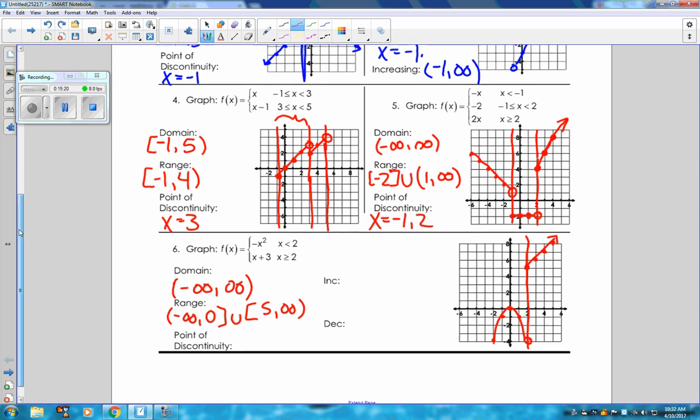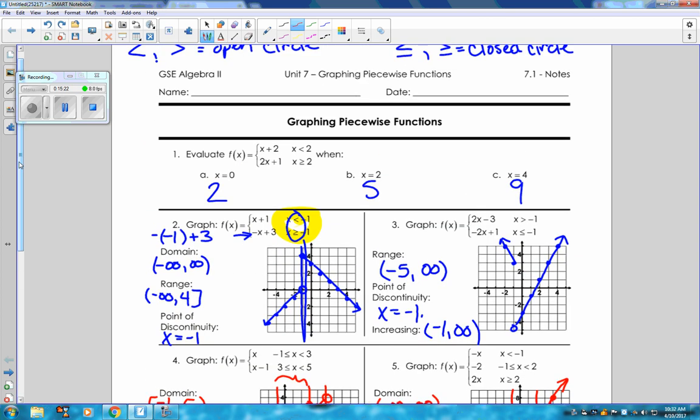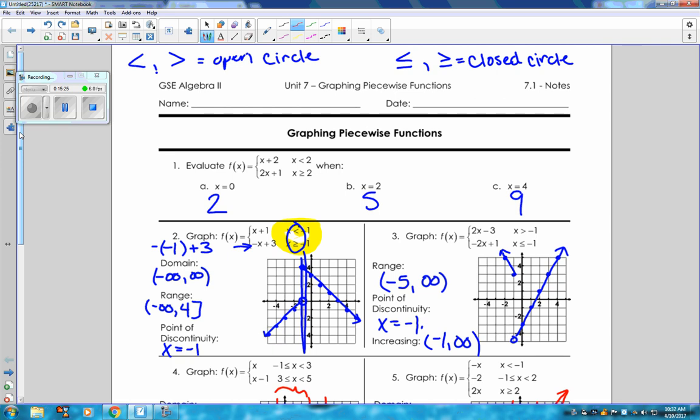Okay, I'm going to go back up here. If it's an open circle, which means it's the less than or greater than signs, then you also can say you use parentheses. So if it's greater than or equal to, or closed circle, you use brackets. So I'm including that little note up at the top if you want to.